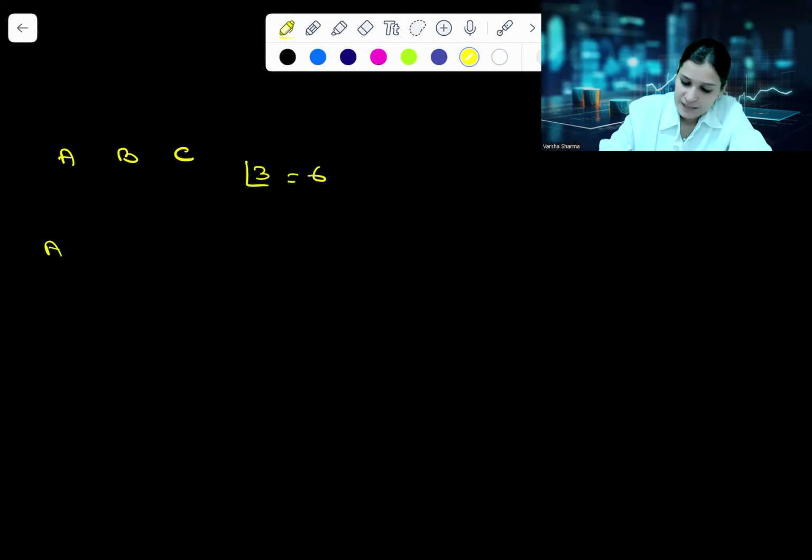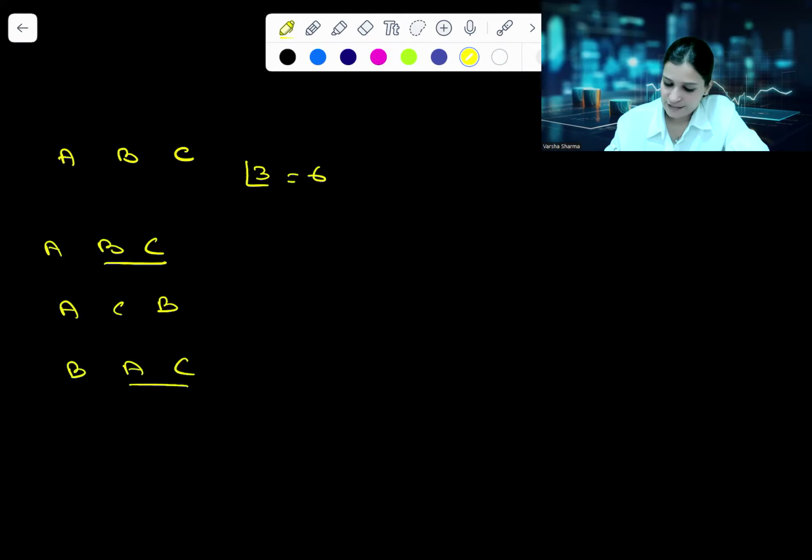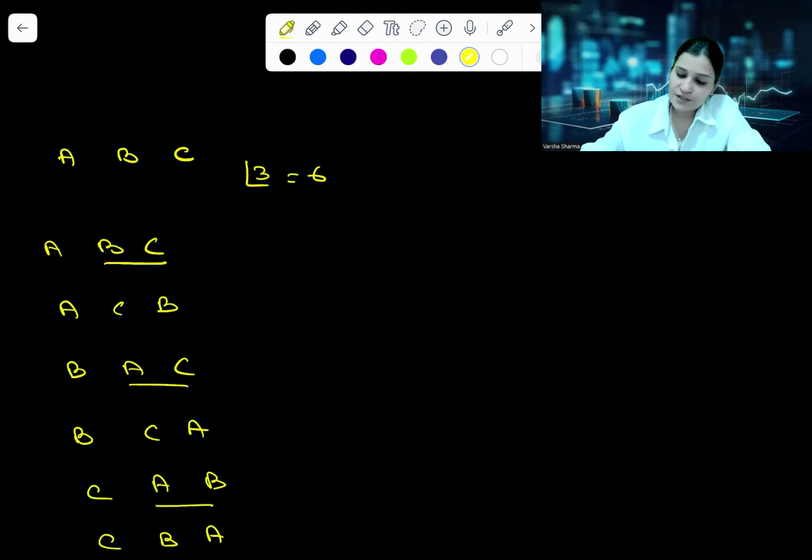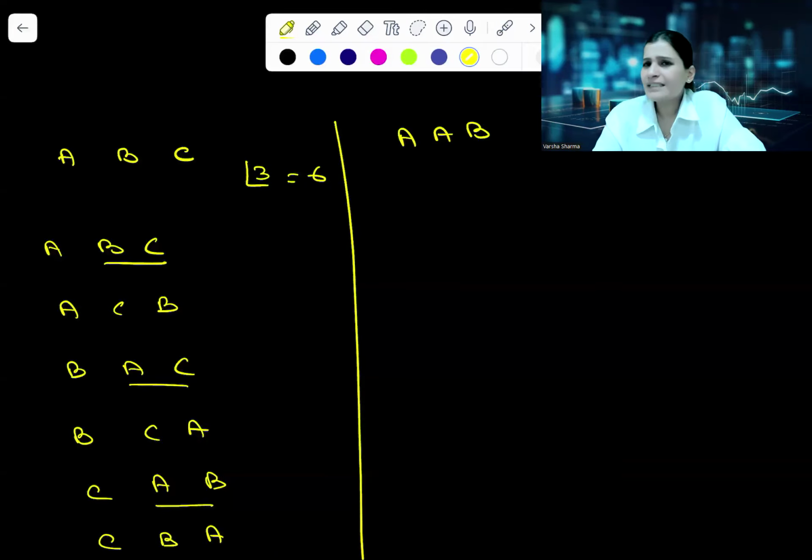So A, B, C, they interchange to give another word. B, A, C, they interchange to give another word. C, A, B, they interchange to give another word, right? Now, instead of this, if I give you A, A, B, there are three letters. Then technically the answer should have been factorial 3, 6. But it is not. How? Let's see. First, I'm writing it down. Formula will come later. First, common sense.